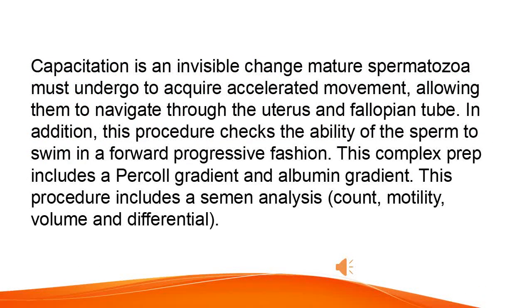Capacitation is an invisible change mature spermatozoa must undergo to acquire accelerated movement, allowing them to navigate through the uterus and fallopian tube. In addition, this procedure checks the ability of the sperm to swim in a forward progressive fashion. This complex prep includes a Percoll gradient and albumin gradient. This procedure includes a semen analysis, count, motility, volume, and differential.